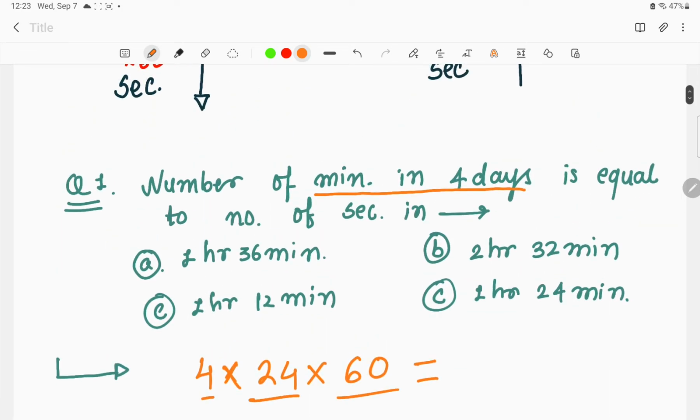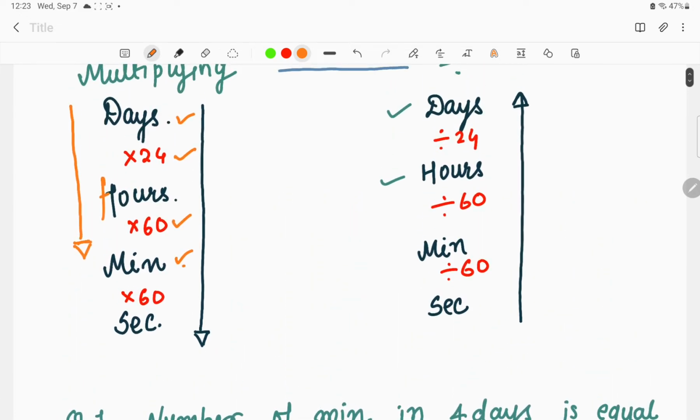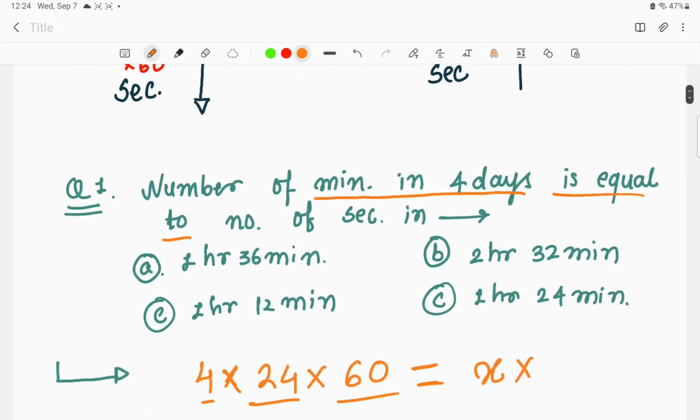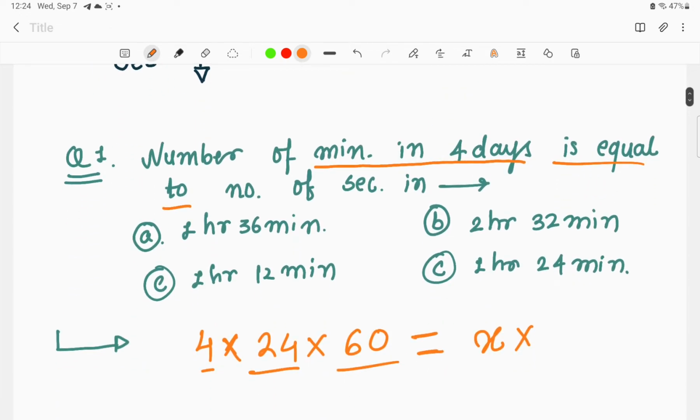Now this is equal to the number of seconds in dash. Now look at the options. The options are asked in hours and minutes, right? So we have to move here from hours to seconds. The question asks for the equivalent number of seconds. So what we will be taking here is 60 into 60, 60 minutes into 60 seconds.